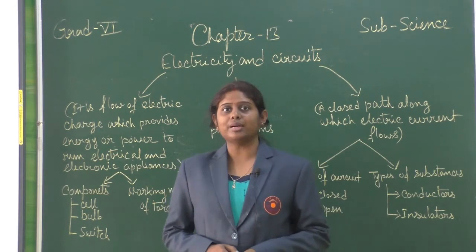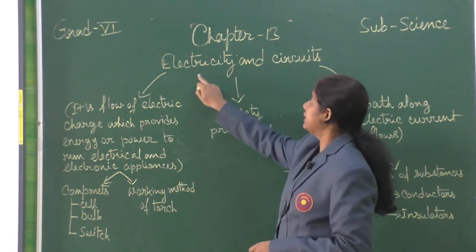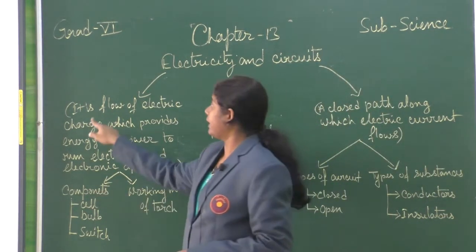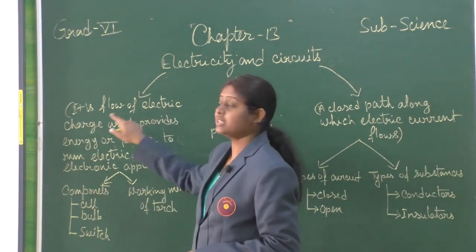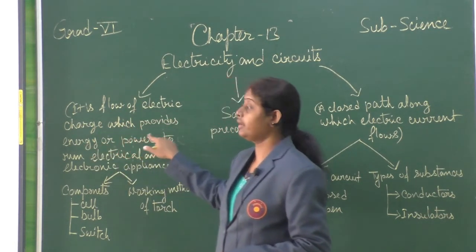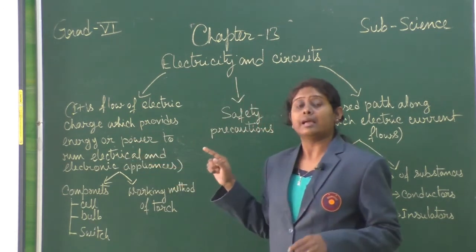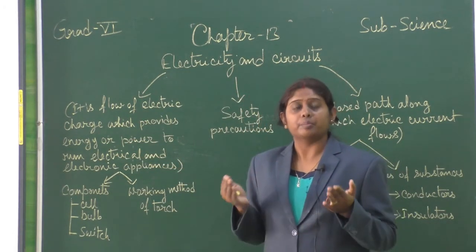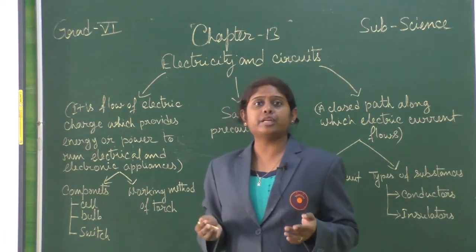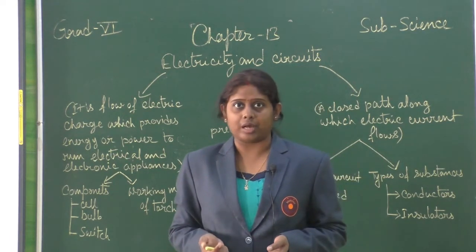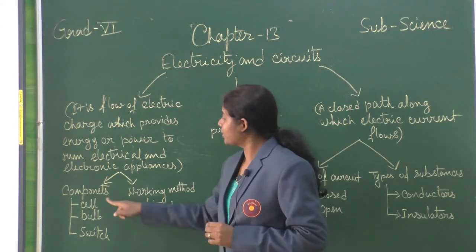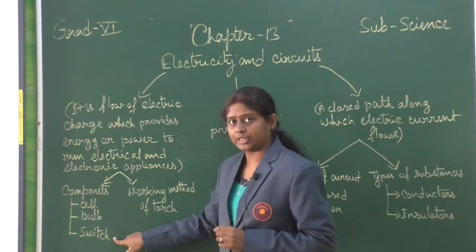Let us start the summary video of chapter number 13, Electricity and Circuits. Electricity means a flow of electric charge which provides energy or power to run electrical appliances like fan, tube, bulb, and electronic appliances like TV, washing machine, etc. Now, there are a few components. What are they? Cell, bulb, switch.